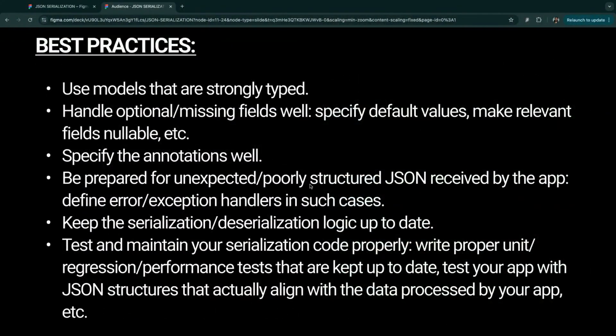So finally, here are some practices that are helpful for developing serialization and deserialization. You can use strongly typed models, and handle optional or missing fields well. Annotations are essential. We need to specify the annotations well. And prepare for unexpected or poorly structured JSON. Remember to define exception handlers that catch errors.